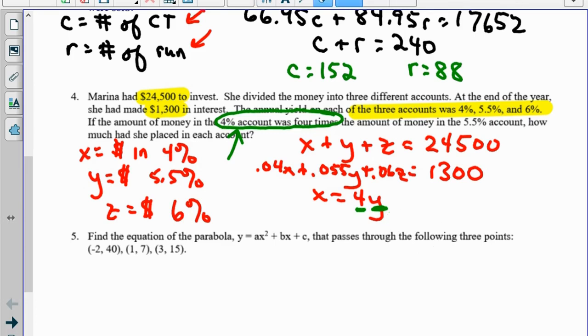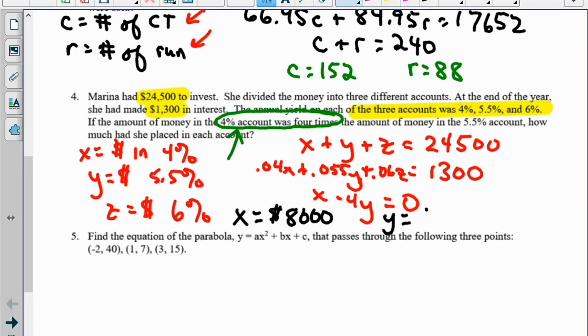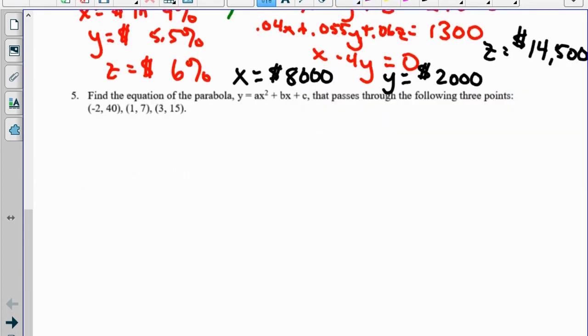Now, if I'm going to solve this by substitution, I would probably just substitute 4y in for x in a lot of different places. But if I wanted to solve using an augmented matrix, I would convert the bottom equation to x minus 4y equals 0. After I'm done solving all this, my answers are the money in the 4% account is $8,000. The amount of money in the y account, or the 5.5% account, is $2,000. The amount of money in the 6% account is $14,500.